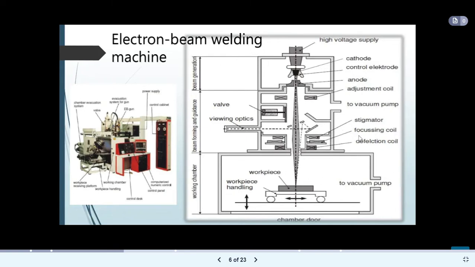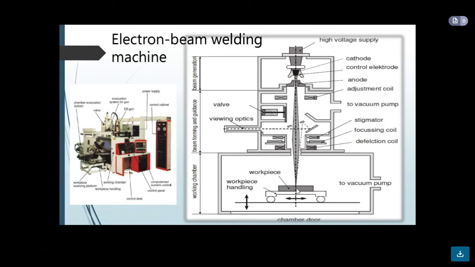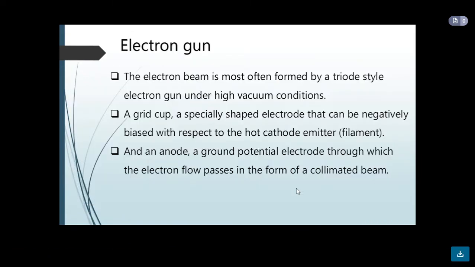Here is the focusing coil and deflection coil. The purpose of the focusing and deflection coils is to focus the electrons at a particular point, and after focusing, these high velocity electrons will impact on this workpiece. And these high velocity electrons get converted into heat. Okay, so this is the basic principle.